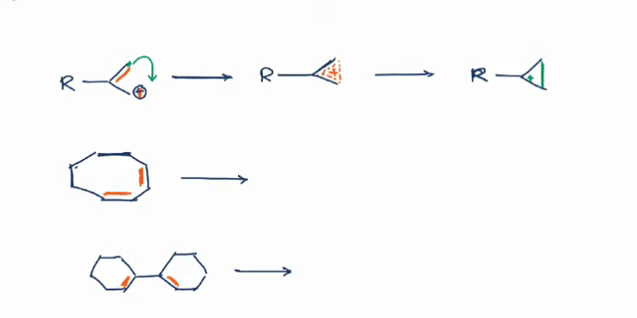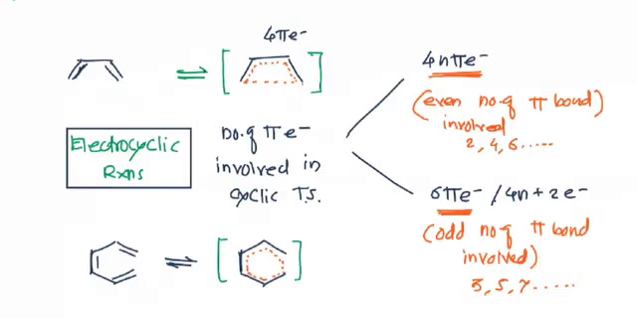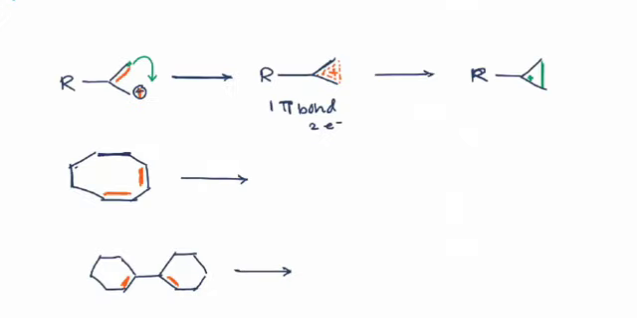So it is only one pi bond. One pi bond means 2 pi electrons. Look at this one, an odd number of pi bonds. Basically, one pi bond is involved here. So two electrons are going to be here, and two electrons are an example of a 4n plus 2 system.